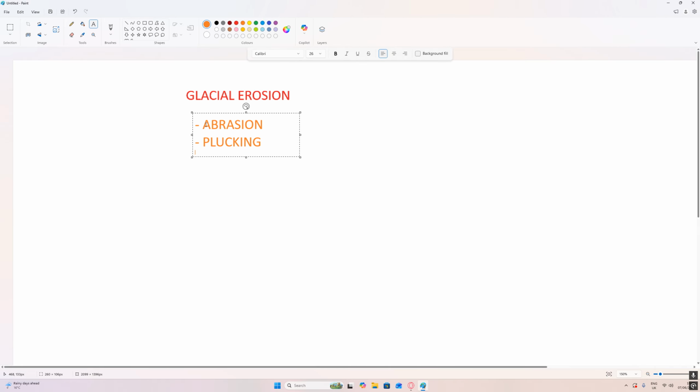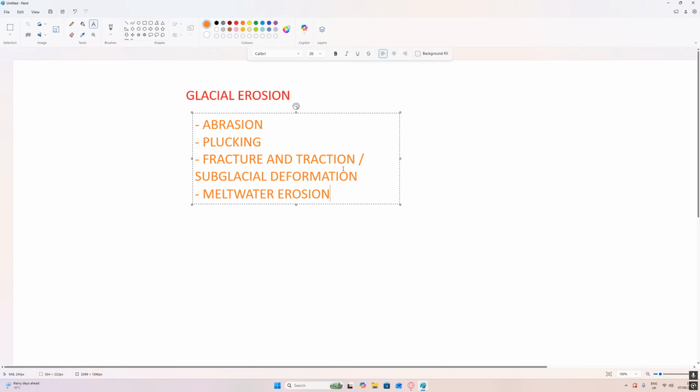You then have plucking, you have fracture and traction, and subglacial deformation. That's how I like to refer to it, okay? And the last one is meltwater erosion. So I'm going to explain and draw how each of these processes work, okay?